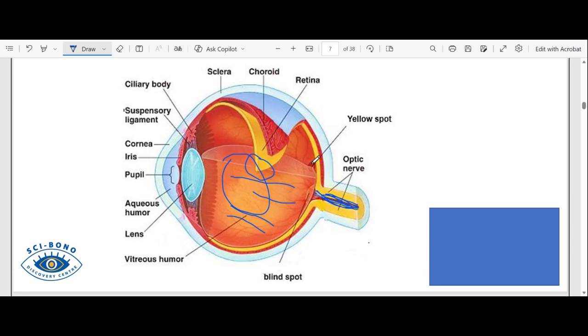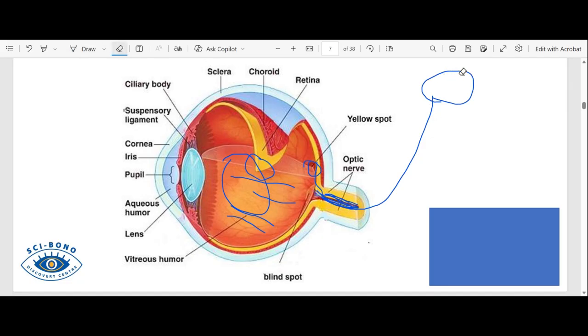So after the light stimulus, after a clear image is formed at your yellow spot, your photoreceptors will convert that stimulus into an impulse, and then that impulse travels along the optic nerve to your cerebrum, which is some part of your brain here. Try to draw it like this. It transfers those impulses to your cerebrum. I hope that makes sense. Let me just erase this.